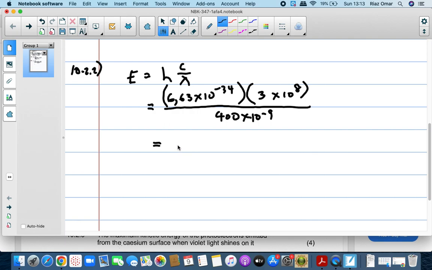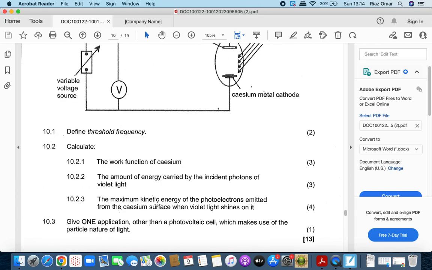If you work this out, you get 4,97 times 10 to the power minus 19 joules. So that's the energy of the violet light that we've got. Now we must work out 10.2.3. Now that we know the energy of the violet light, the question asks for the maximum kinetic energy of the photoelectrons emitted from the cesium surface when violet light shines on it.